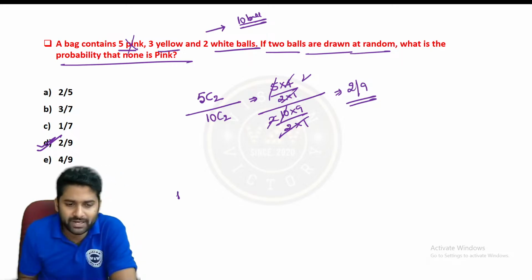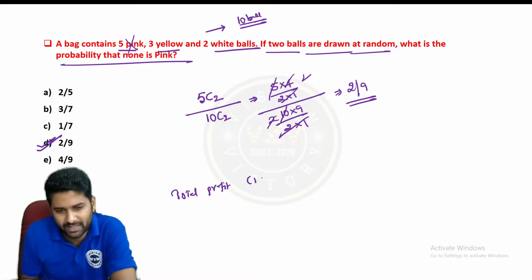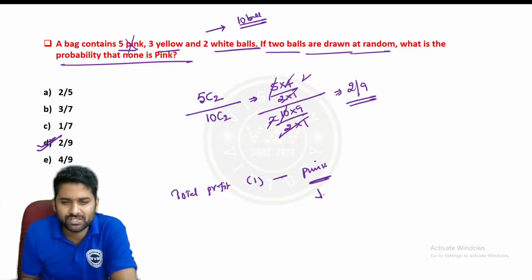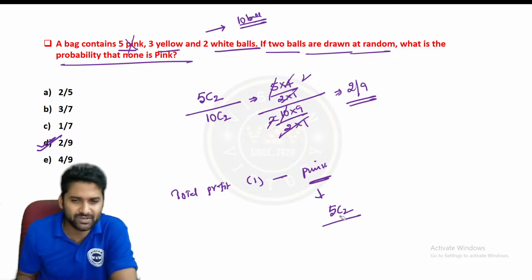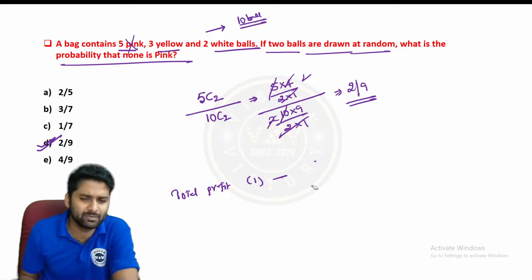Or you can take, in this case, the total probability minus pink. If both are pink, what is the probability here? 5C2 divided by 10C2, right? If both are pink, 5C2 divided by 10C2, that value you can subtract from the total probability, and still you will be able to get the answer.